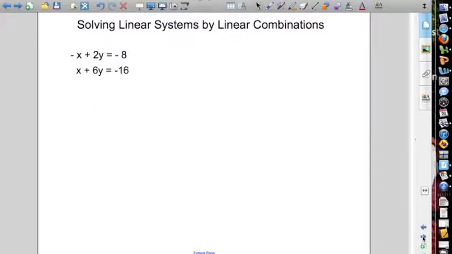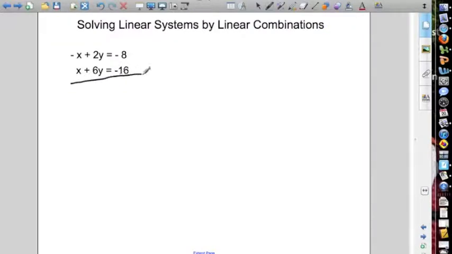So let's look at what this looks like. The equations are there, and they're already lined up: x on top of x, y on top of y, equals on equals, numbers that are by themselves on top of numbers that are by themselves. I like to get both variables on the same side, just like they have it there.